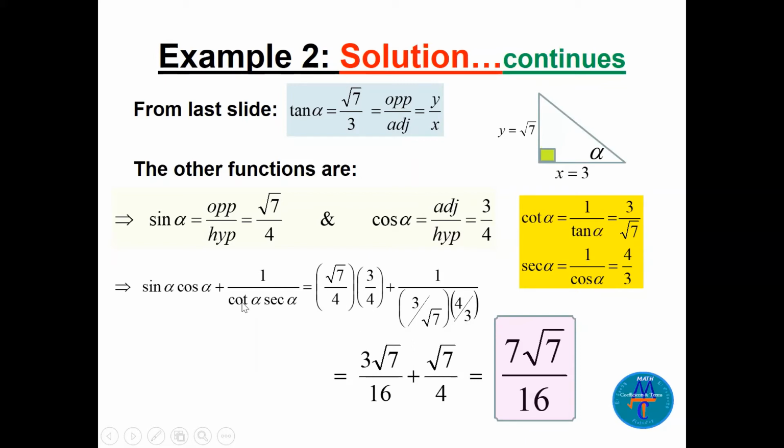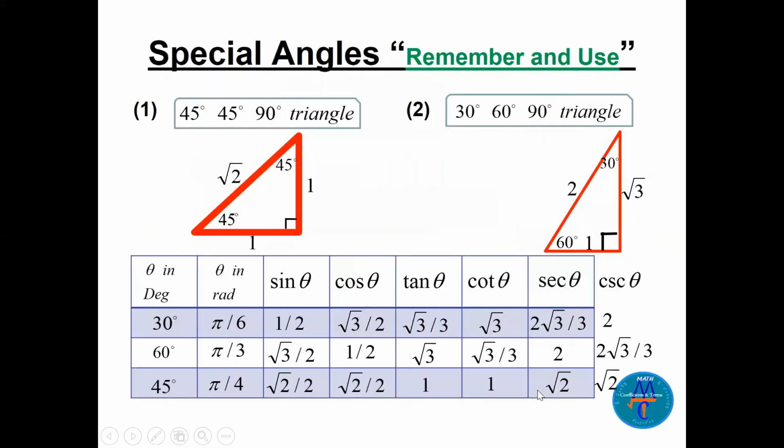Now we have cotan of alpha, 3 over square root of 7 down in the denominator, and secant 4 over 3. So this will be, if you cancel the 3 here, it will be 1 over 4 over square root of 7, which is square root of 7 over 4. See, 16 and 4, we have to find the LCD, multiply by 4 up and down. The final answer will be 7 square root of 7 over 16.